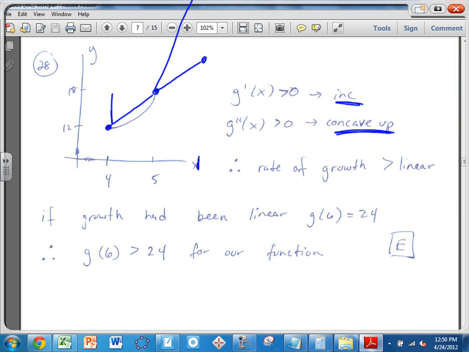Again, what was this delta y value? It was 6, right? So since I'm growing exponentially or parabolically, this change in y is going to be bigger than 6. If I just added 6 to 18, what do I get? 24, right? So my answer must be greater than 24. Again, if the growth had been linear, g of 6 would just be 24. Since my growth is exponential or parabolic, it's going to be bigger than 24. So if we look at this, the only answer that was bigger than 24 was choice E. That was the only one that was bigger than 24. Okay? All right.